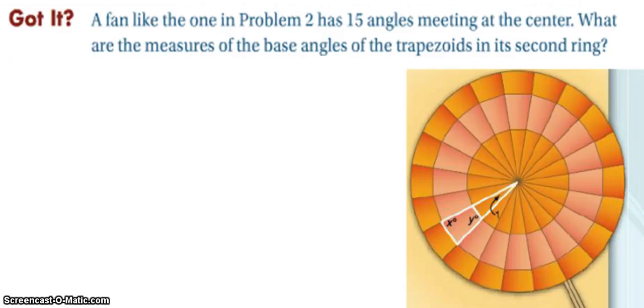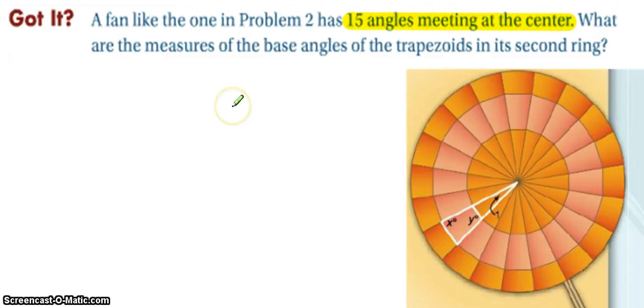Please make sure you work through problem 2 because our Got It here relates to problem 2. We want to talk about a fan like what we saw in problem 2, which ends up being a circle, but it's actually formed out of a lot of individual triangles, so it just looks like a circle, but doesn't quite meet all the specifications. So we say that in the middle there are 15 angles meeting at the middle.